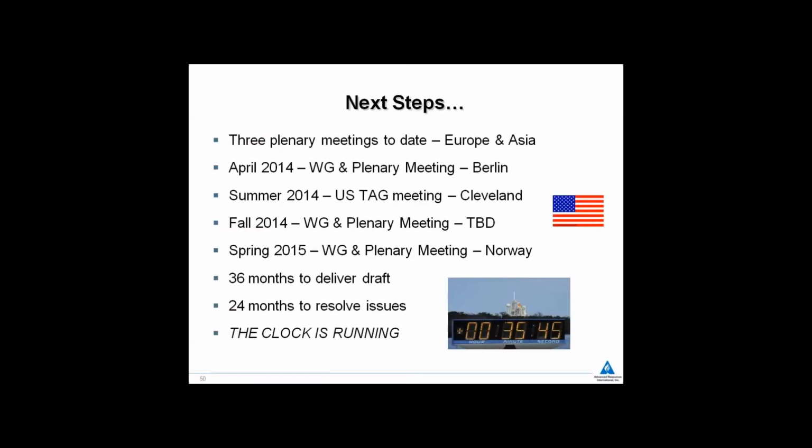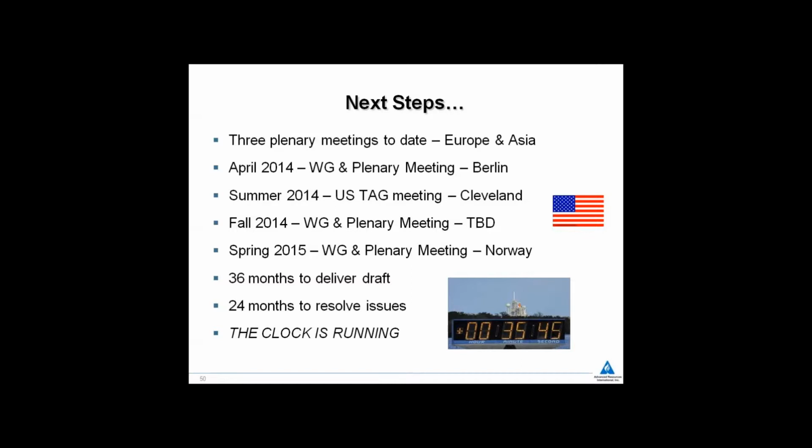There have been 3 meetings where all the nations come together, beginning in the summer of last year in Paris. 3 meetings occurred between Europe and Asia. We will be heading to Berlin next month. Each of the 6 working groups will meet for 2 days of work, as well as 2 days of plenary meetings, where all 18 P member nations, 9 O member nations, and the 9 liaisons come together.